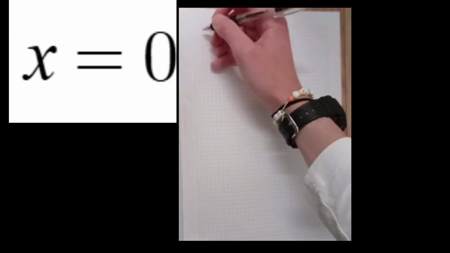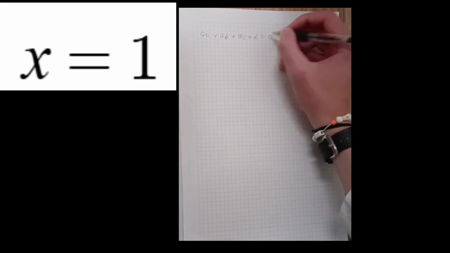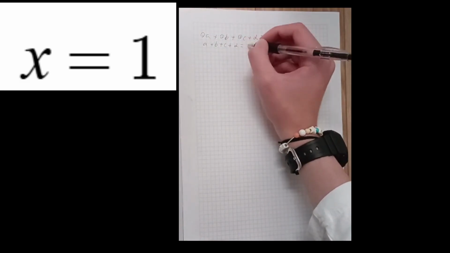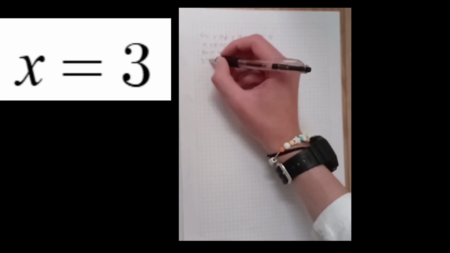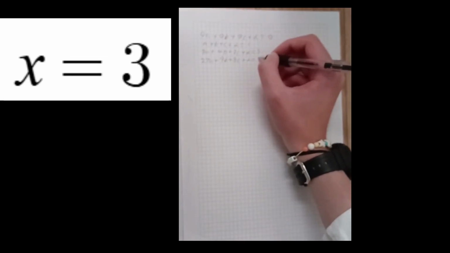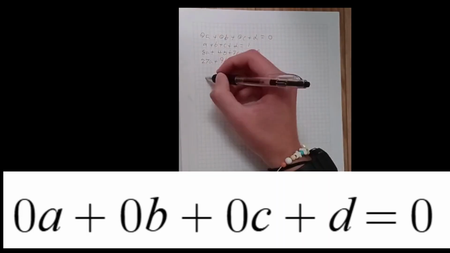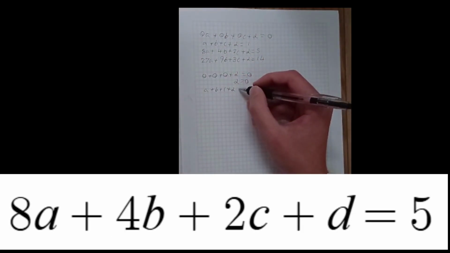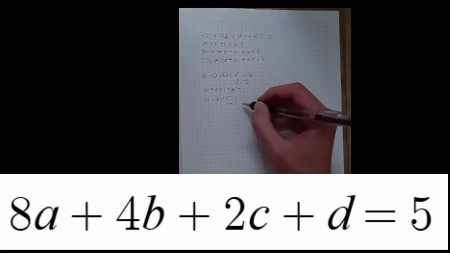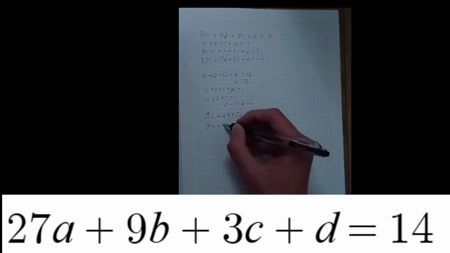Since we have 4 variables, we'll need 4 equations. We will use x equals 0. We have a 0 by 0 square, so 0 squares. For x equals 1, we get 1. And then for x equals 2 and x equals 3, we use our old formula to get 5 and 14. Now, if we sub these in, we get these 4 equations. 0a plus 0b plus 0c plus d equals 0, a plus b plus c plus d equals 1, 8a plus 4b plus 2c plus d equals 5, and 27a plus 9b plus 3c plus d equals 14.